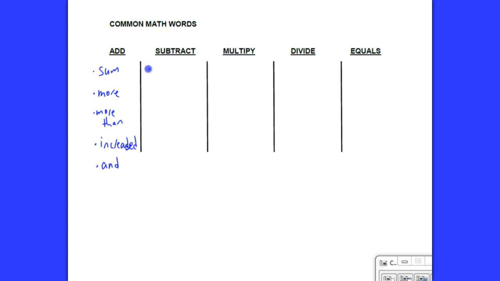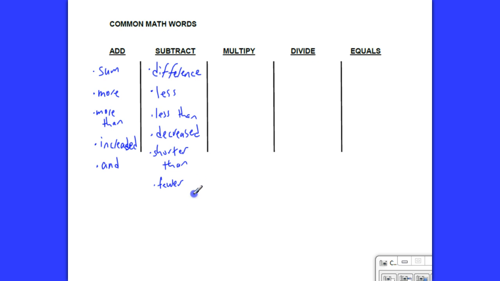Subtract, there are several words here. One is difference. What's the difference between 8 and 5? That would be 8 minus 5. Another one is less. He has 2 less 10, or less than can mean subtract. Something decreases. He had this and it decreased this amount. We would subtract. I saw one the other day where it said this was 5 feet shorter than 12. It's just one context. Fewer. He has $2 fewer than this guy. If you know how much this guy has, you could subtract it. So there are some words that mean subtract.